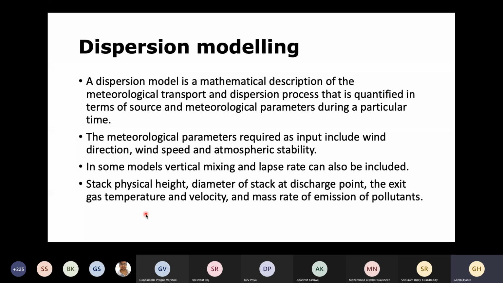The meteorological parameters required as input include wind direction, wind speed, atmospheric stability. In some models, vertical mixing and lapse rate can also be included, right? Vertical mixing and the temperature lapse rate, we already learned about that. Then stack physical height, diameter of the stack at discharge point, the exit gas temperature, velocity, mass emission rate. As I told you, mass emission rate is grams of pollutant emitted per second. Okay, that should also be known.